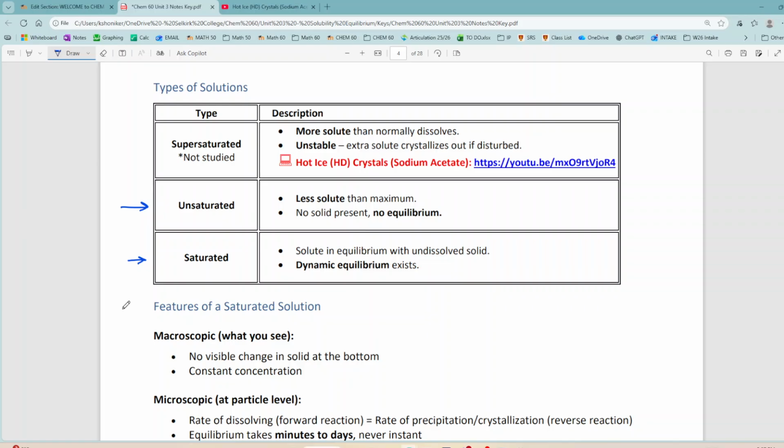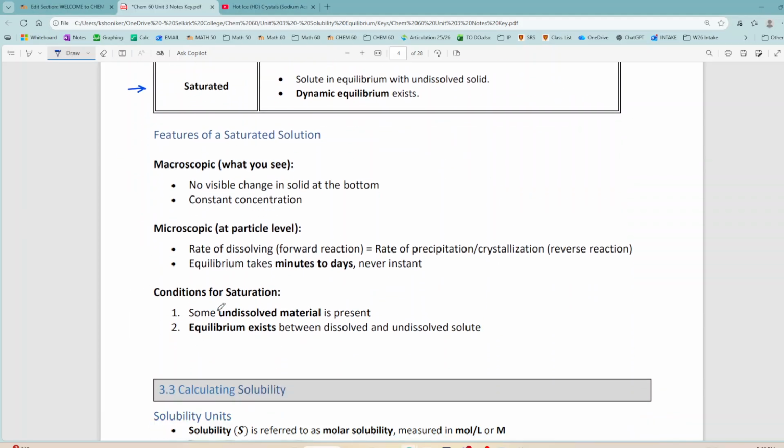Your solution will saturate. It will dissolve as many of the ions as it can, and it'll have some undissolved solid at the bottom, and then you'll reach dynamic equilibrium, meaning the rate of dissolution will equal the rate of crystallization. So what are the features of a saturated solution? Well, from the macroscopic level, you're not going to see a lot. There's going to be no visible change in the solid at the bottom, and it's going to be a constant concentration in your liquid. But at the microscopic level, the rate of dissolving, so the forward reaction, will equal the rate of the precipitation or crystallization, which is the reverse reaction.